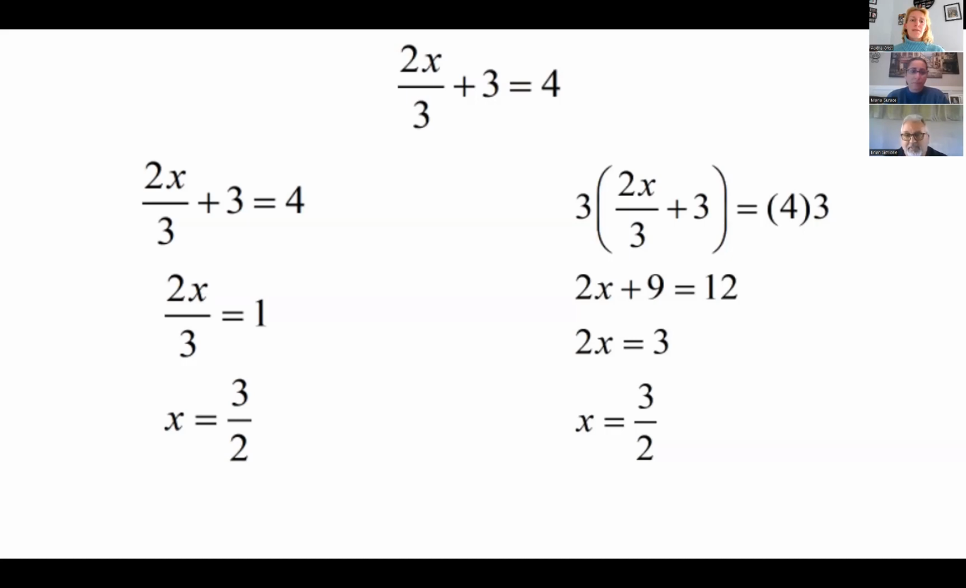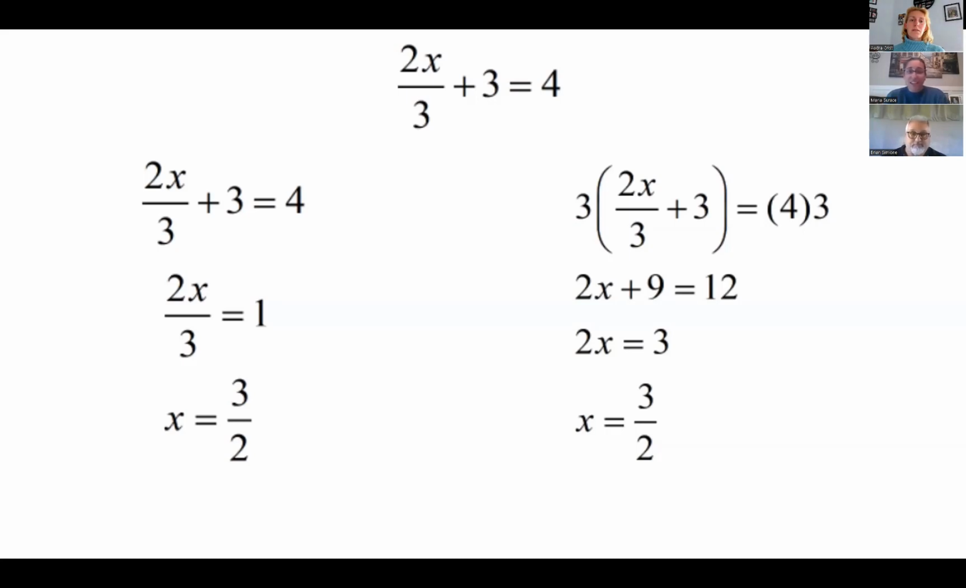So the second method on the right shows strict adherence to the reverse order of operations, but students who are uncomfortable with fractions may prefer multiplying all terms in the equation by the common denominator to get the more familiar two-step equation many tend to prefer.